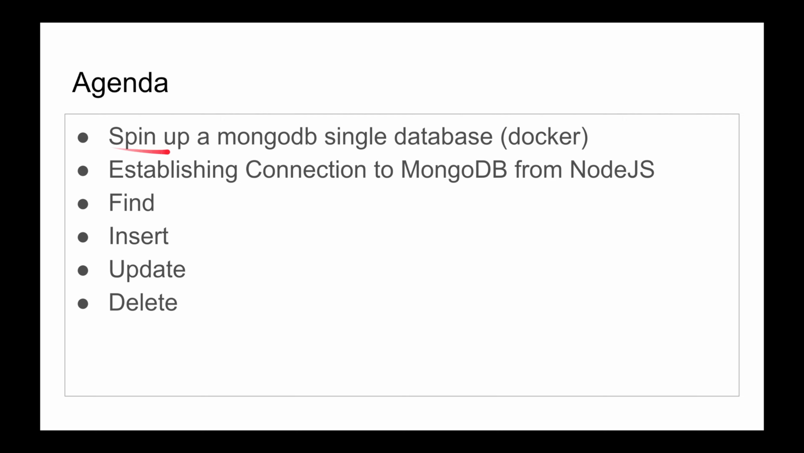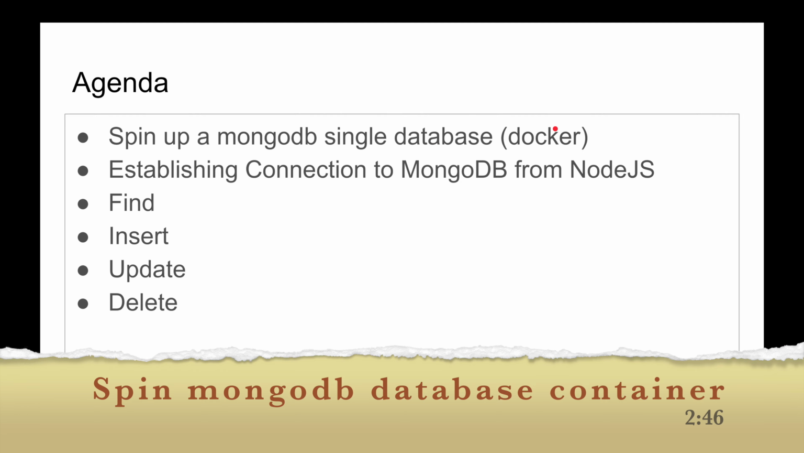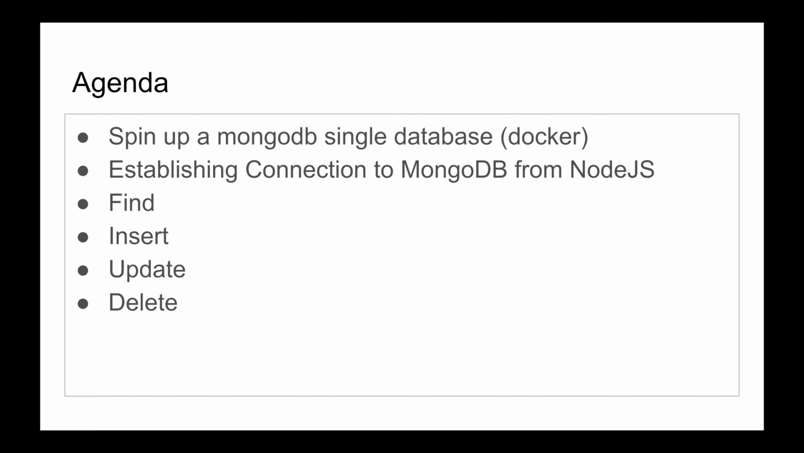So, spin up a MongoDB single database. That's the first thing we need to do, because obviously we cannot start this video without a MongoDB database. We're going to spin up my own MongoDB database using Docker, because that's the easiest way. We discussed this many times, and I made a dedicated video about this, which I'm going to reference. I'm going to assume that you know how to do that.